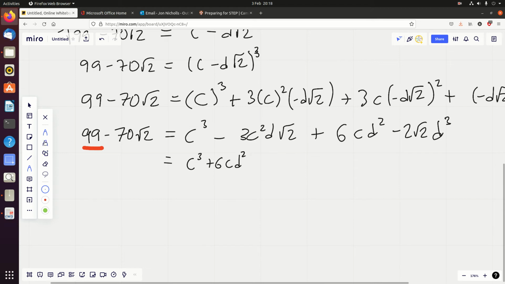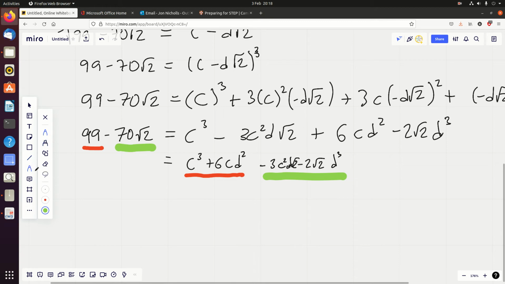I'm going to be linking that to what I'm underlining in red here. And then if I underline this in this garish green, I'm going to link this up with minus 3cd squared, c squared d minus 2 root 2 d cubed. That clearly must represent my irrational part. Oh, I've missed out the root 2 there. Apologies for that. That looks really messy once again. But can you see I'm matching up the ones with root 2's in there to the 70 root 2.